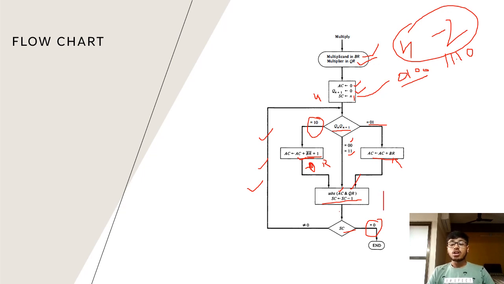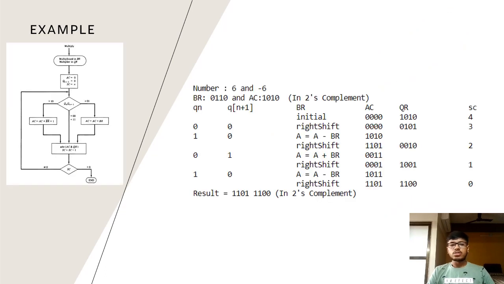The final value of the accumulator and QR register together, by taking all the bits of AC and QR, will be in two's complement. We will get our final result of multiplication. And now, friends, we will see an example.